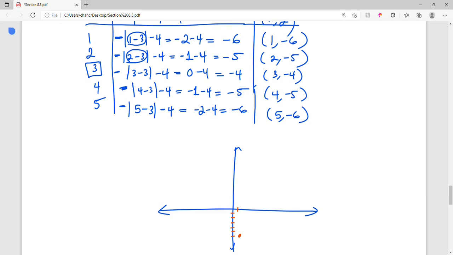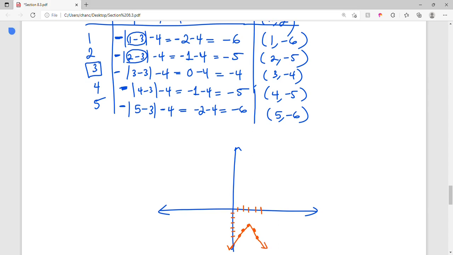Then the point 2 comma negative 5. Then the point 3 comma negative 4. And you can see now this is a V as well, but it's facing upside down. We'll plot the last point 5 comma negative 6. And this is a V graph, but it faces upside down.